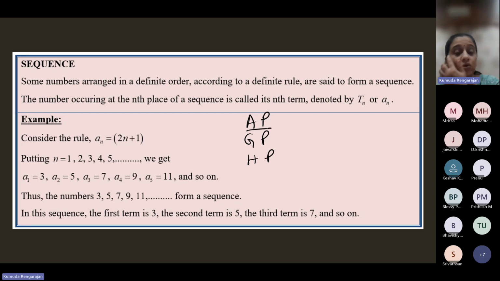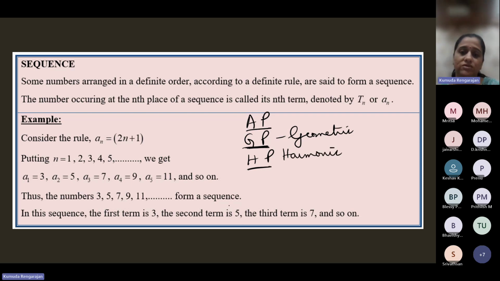So in class 10, we'll be learning only about arithmetic progressions. I said we also have geometric and harmonic progressions. These progressions are nothing but sequences. They follow a specific rule. If a specific criteria is met, then that sequence is an arithmetic progression or a geometric progression or a harmonic progression.